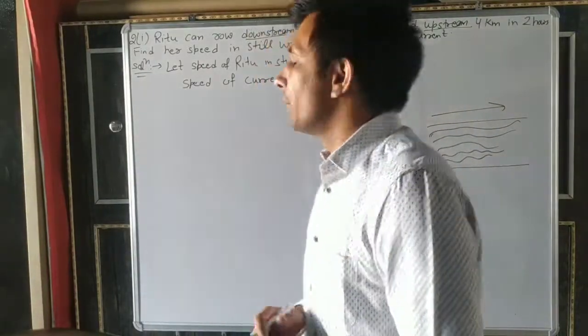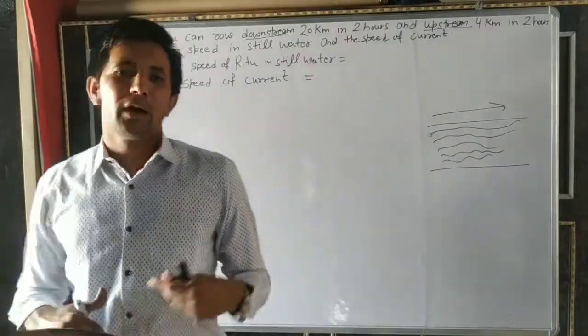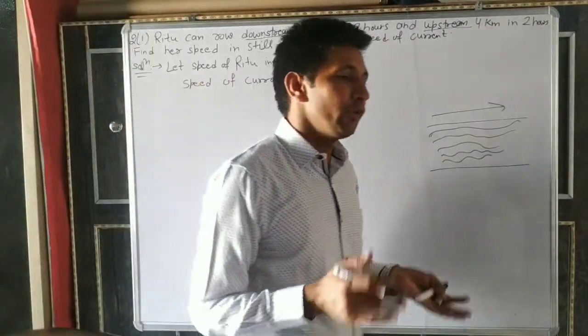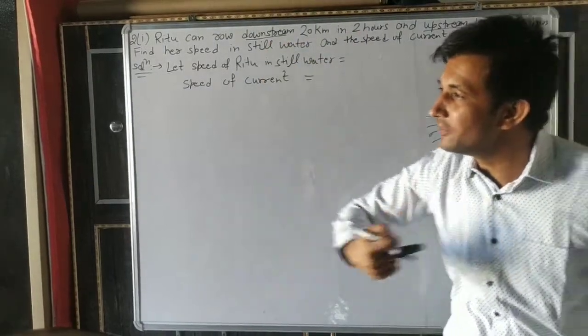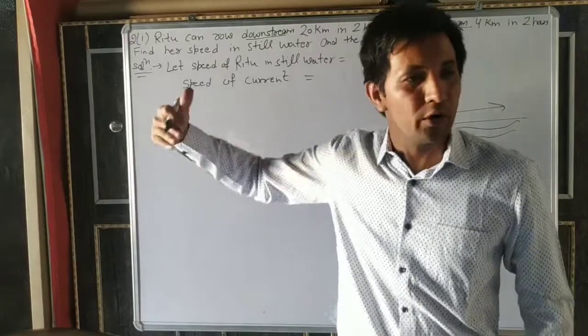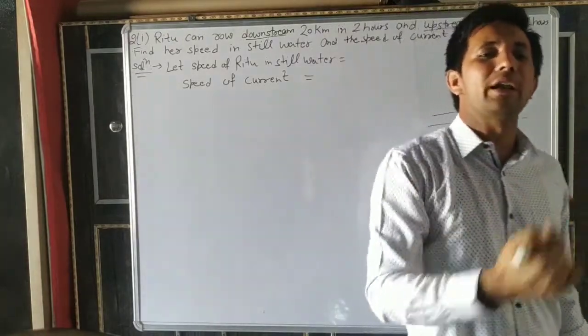Understand or not? Because if you want to swim in the river and you are going downstream, it means your speed is increased, because the water is also flowing in that direction and you are also going in that direction.